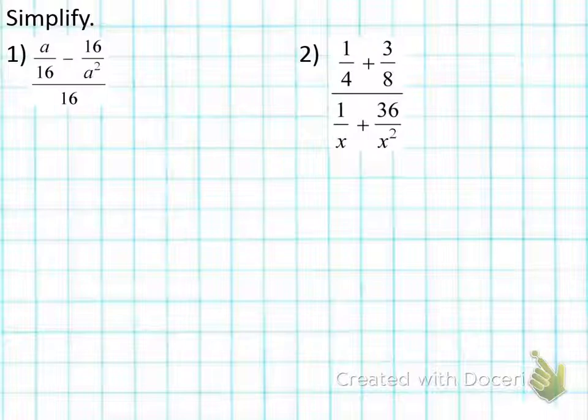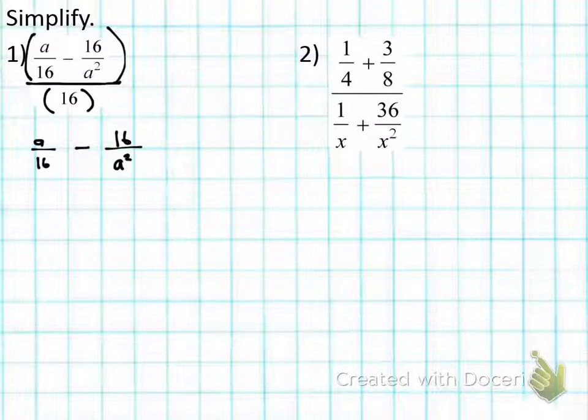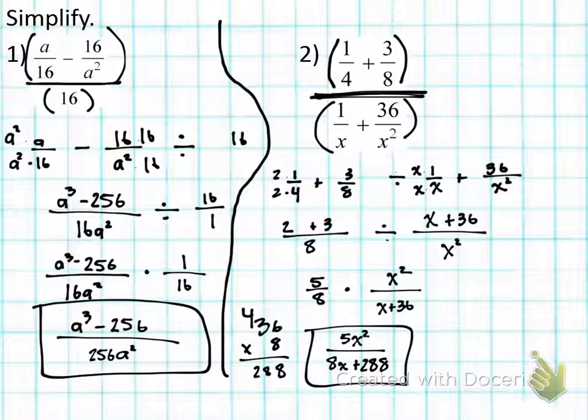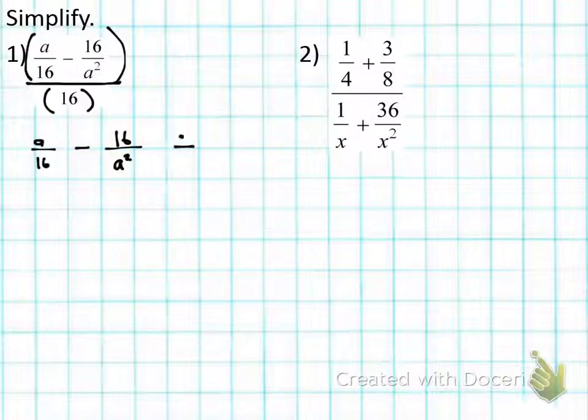Okay, so number one, just watch right now. We got a over 16 minus 16 over a squared, all divided by 16. So I know that this is just a really big division problem. So I'm going to rewrite this, because this whole numerator has its own set of parentheses and this whole denominator has its own set of parentheses. It's like saying this parenthesis divided by this parenthesis. Okay, so we got a over 16 minus 16 over a squared, all divided by 16. Okay.